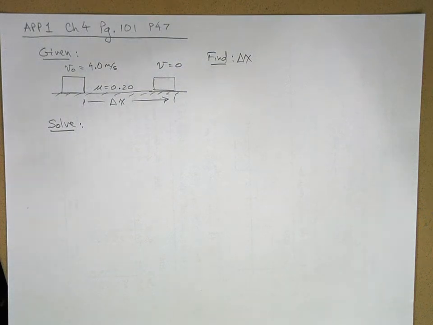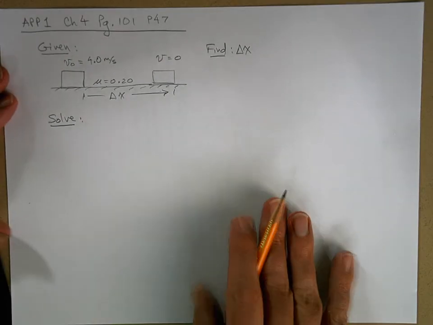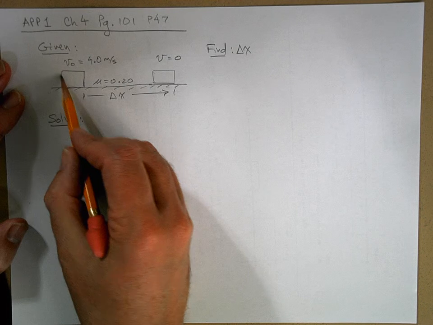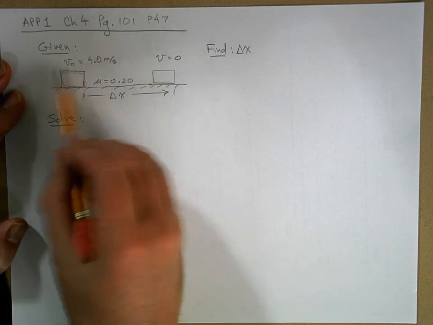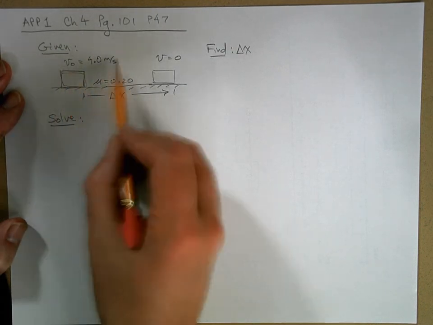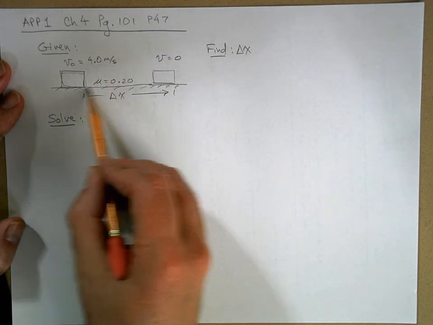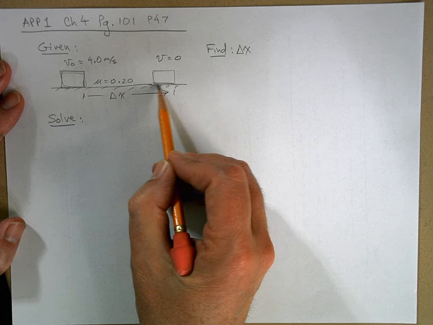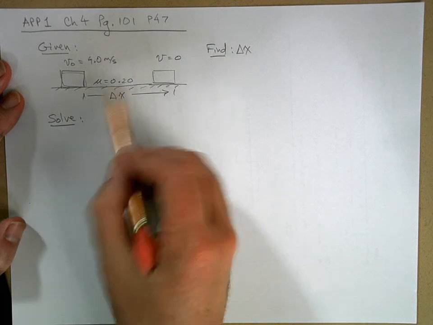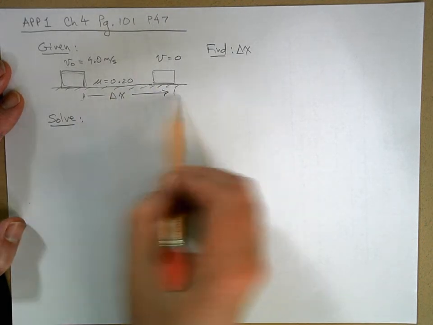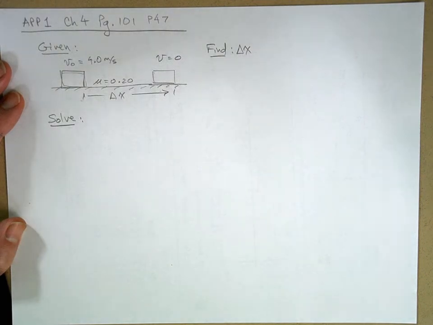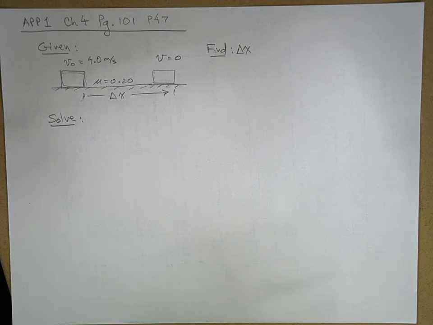All right, so I've set it up here already. Here's our box. We push it so that it has an initial speed of 4 meters per second, and it's going to slide to a stop. And if the coefficient of kinetic friction is 0.2, how far did it go? What's our delta x?